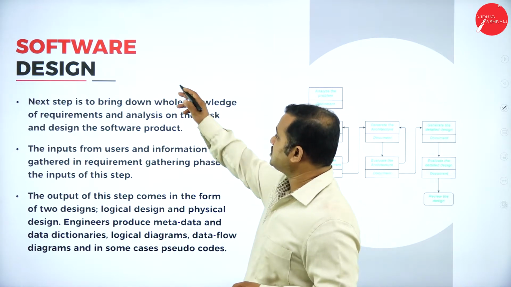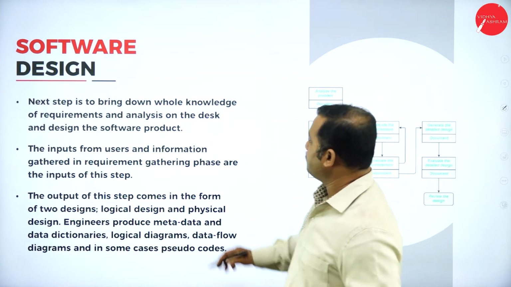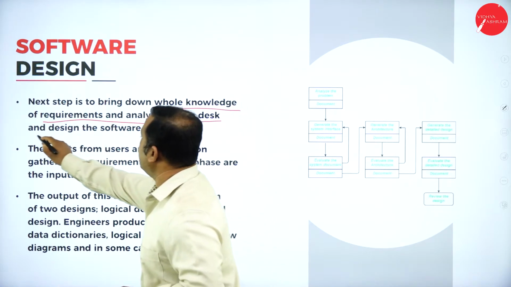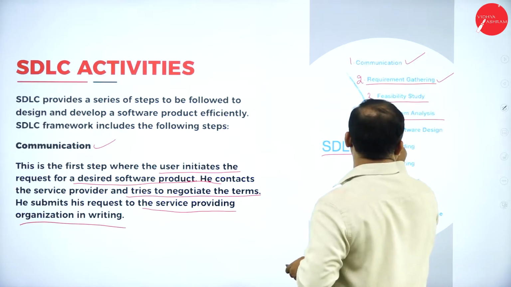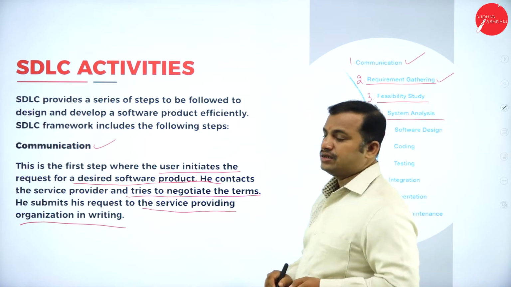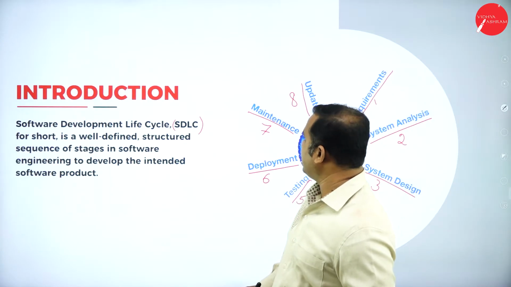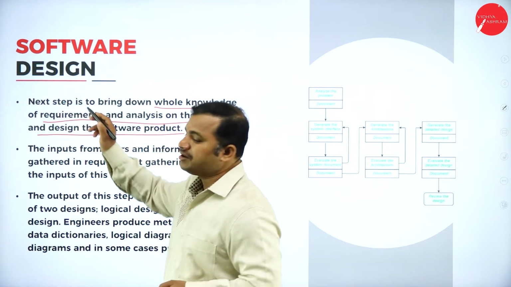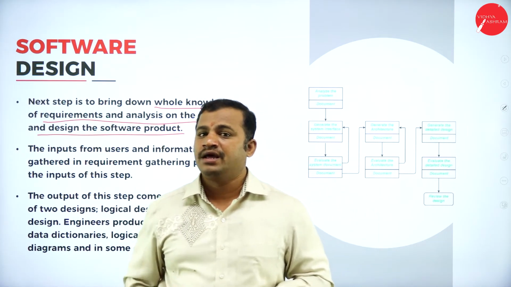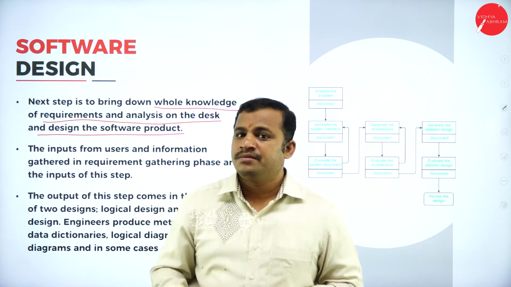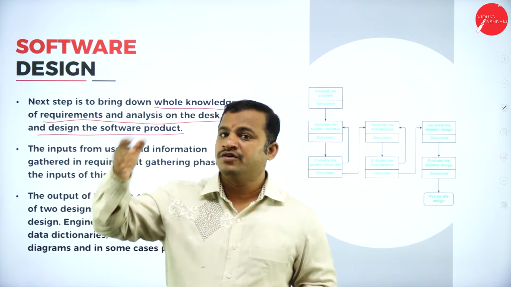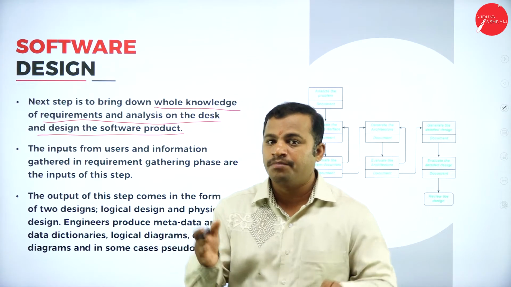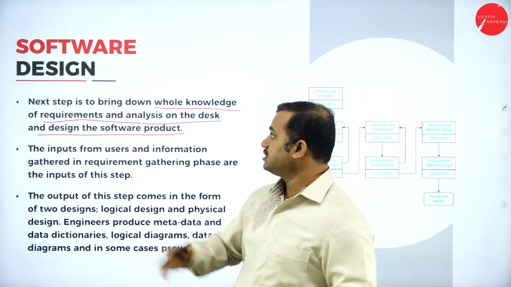The next step is software design, that is, they bring down the whole knowledge of requirements and analysis on the desk and design the software product. Fifth step of this, that is the software design. In the case of software design, they take the whole knowledge of requirements that they have collected from the client and the analysis that is done on the requirements of the client. All those things are measured and brought down to a single compact form. That is called software design.